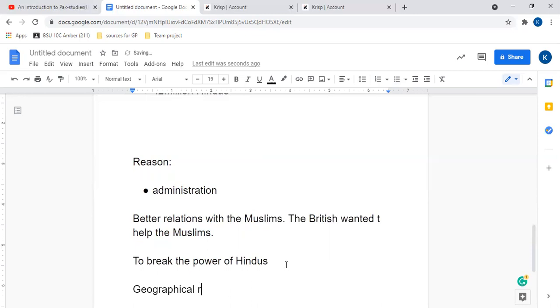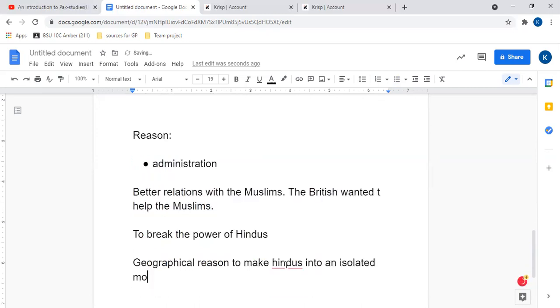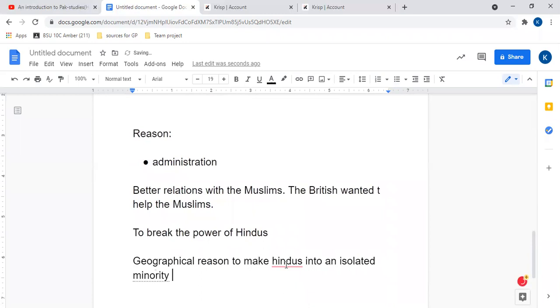Geographical reason: to make Hindus into an isolated minority by putting them under the Muslims. Yeah, I think this is enough. So yeah, these are the four reasons for the partition of Bengal.